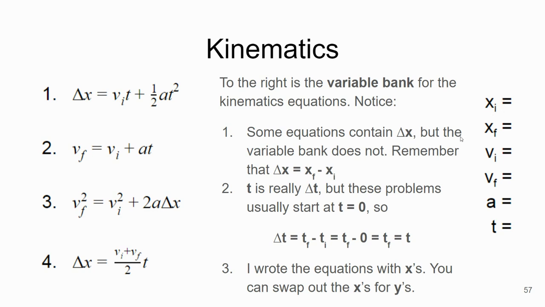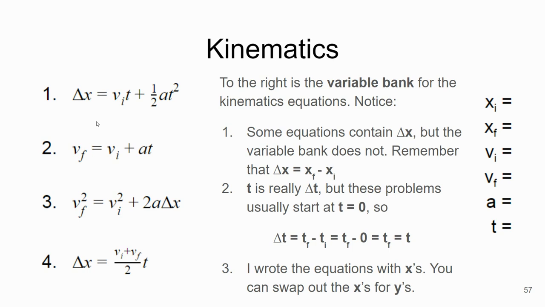So what that means is I could have written, for example, the first equation, instead of having delta x equals on the left side, I could have x final minus x initial on the left side. Some physics teachers would do it that way. That's fine. But that takes too long. So I just write delta x. That's how you do it.